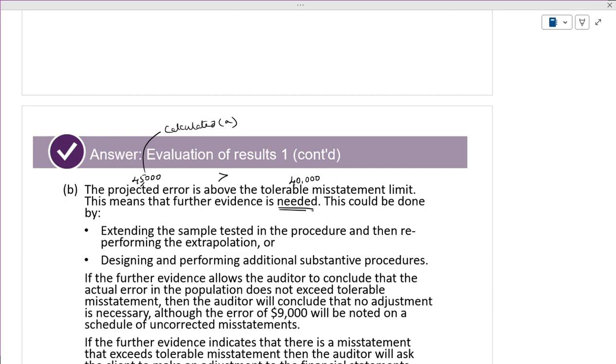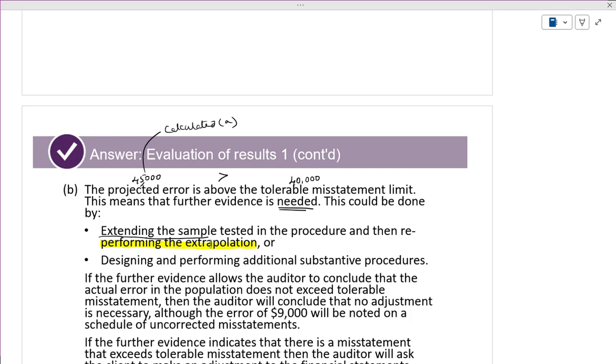The projected error is 45,000. It is more than the tolerable limit. What we have done is extend the sample. We want to extend the sample tested in the procedure and then re-perform the extrapolation. Extrapolation means we are going beyond the sample. We are taking additional samples.